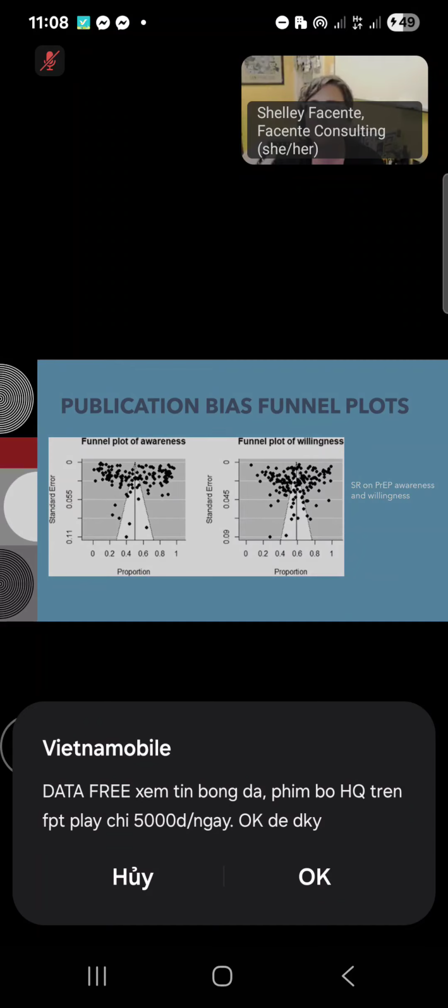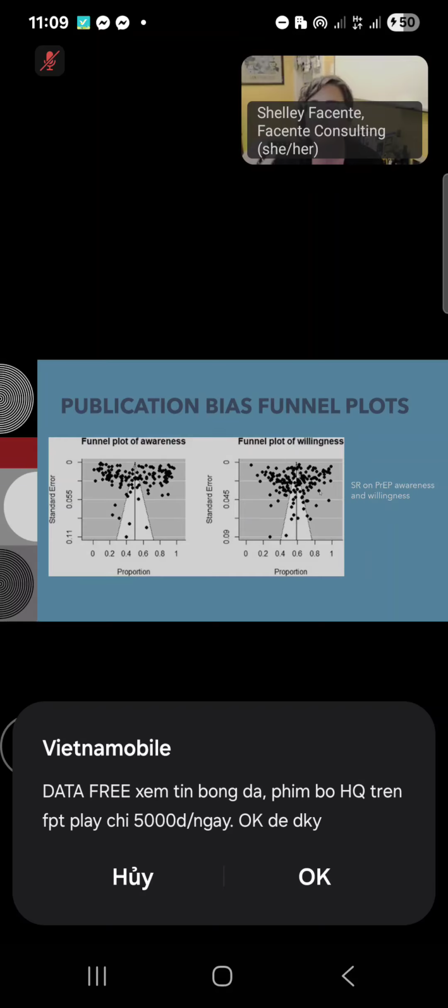But here's an example of an actual funnel plot that was published in a systematic review on PrEP awareness and willingness. They had done a systematic review and meta-analysis of global data around people's awareness of HIV PrEP and willingness to use HIV PrEP among men who have sex with men. And so you can see in both cases, they looked at the awareness effect and they looked at the willingness effect. These were the 2 things they were interested in. It's a different funnel plot for each outcome. And you can see that both funnel plots are actually pretty symmetrical. There's more or less the same kind of dot spread on each side.